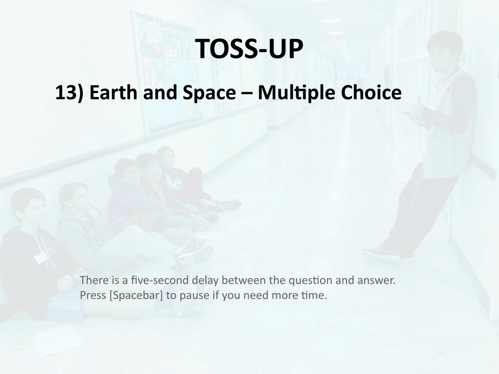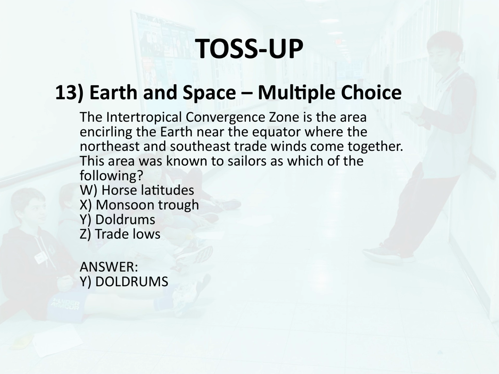Toss-up 13. Earth and space, multiple choice. The intertropical convergence zone is the area encircling the Earth near the equator where the northeast and southeast trade winds come together. This area was known to sailors as which of the following? W. Horse latitudes. X. Monsoon trough. Y. Doldrums. Z. Trade lows. Answer: Y. Doldrums.